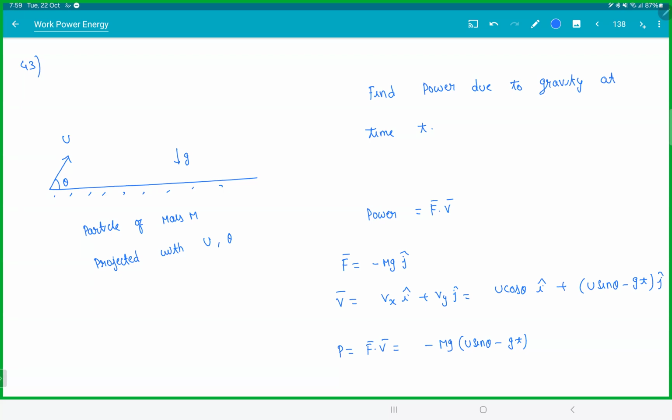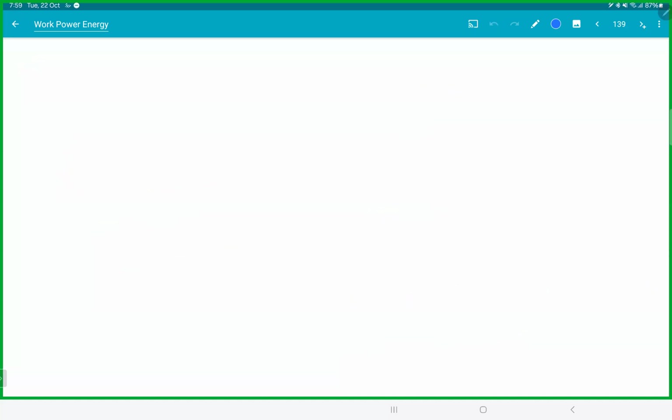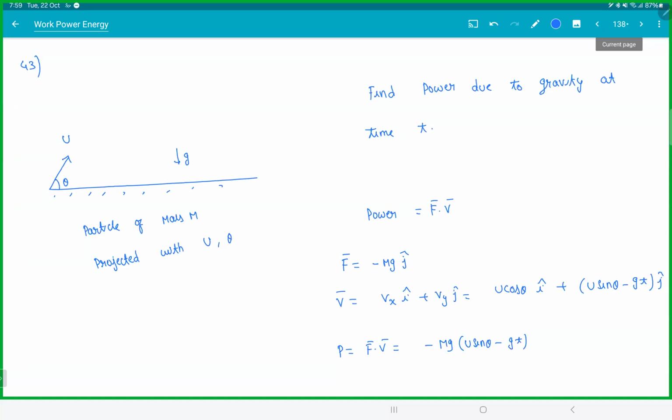Next one. Any doubts on this? Clear now? Surya, clear with this? Ariman, got this? Next one. Clear now, Ariman?